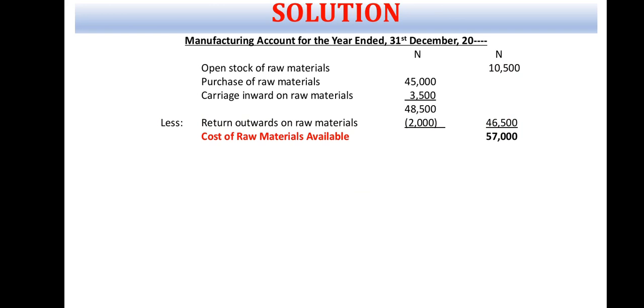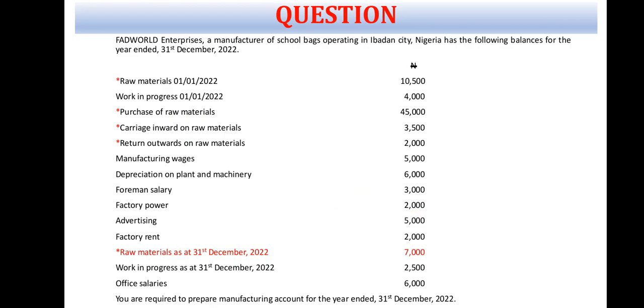After that, the next thing is to do what? We look at closing stock, less closing stock, based on the format. So there's information about closing stock. We have raw materials as at 31st December 2022. At times, it will not be the date; they will tell you closing stock at the end of the year. So it's still the same thing. 31st December, which is 7,000 naira. So we say less closing stock, 7,000 naira.